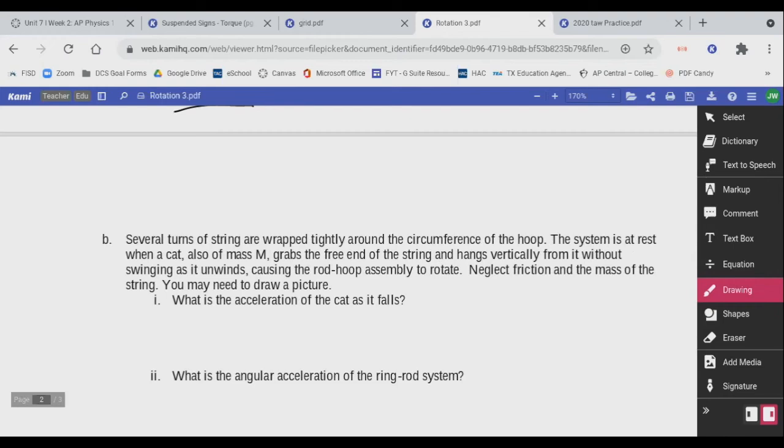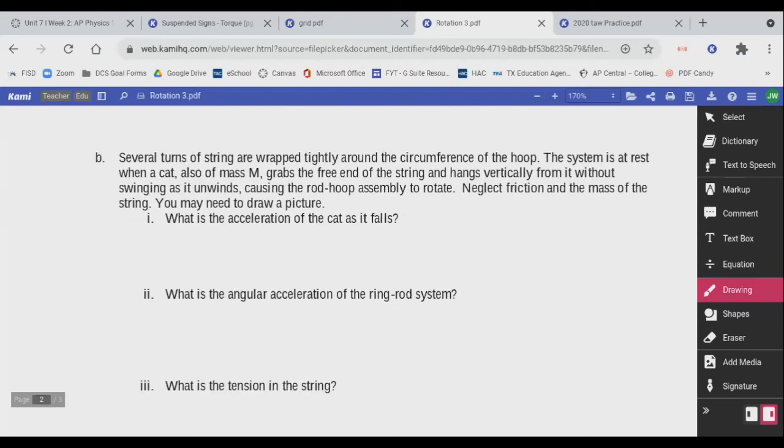Several turns of a string are wrapped tightly around the circumference of the hoop or ring. The system is at rest when a cat, also of mass M, which would be 2, grabs the free end of the string and hangs vertically from it without swinging as it unwinds, causing the rod hoop assembly to rotate. Neglect friction and the mass of the string. You may need to draw a picture. I agree.